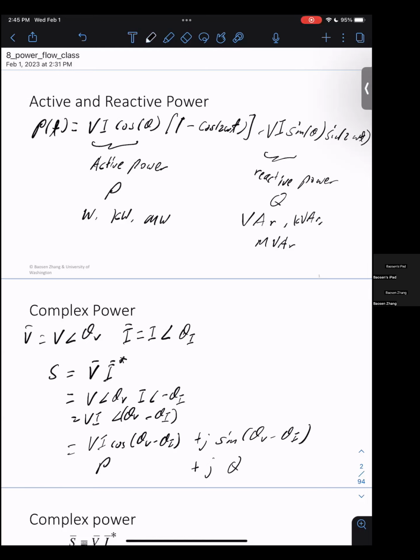Complex power is just a way to compute P and Q. This is a shorthand formula to compute P and Q. Questions about this? Through this formula, you observe that no matter the angle, only the angle difference shows up, right? So what does this formula tell you? Why is that?